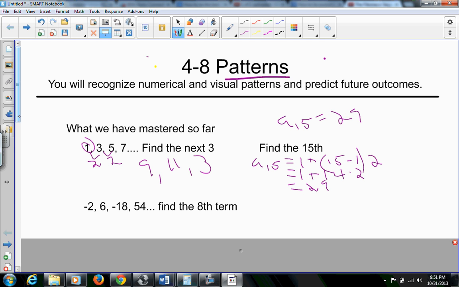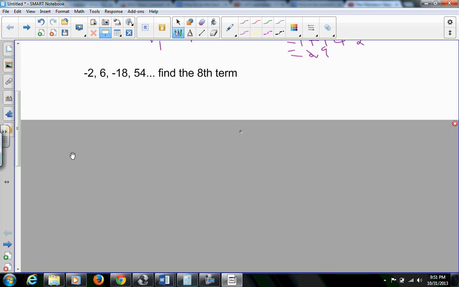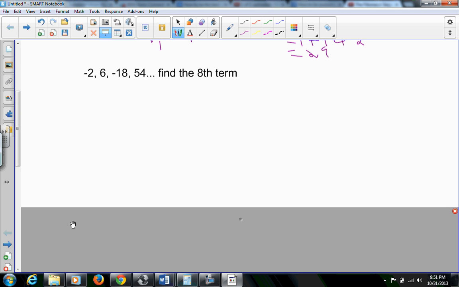We've also been able to do things like this, where our pattern is geometric. Okay, I know it's geometric because I'm multiplying by -3 each time to get to my next one. Notice we have negative, positive, negative, positive. I know that's going to be a negative r value then. And so I can do things like find the nth term.